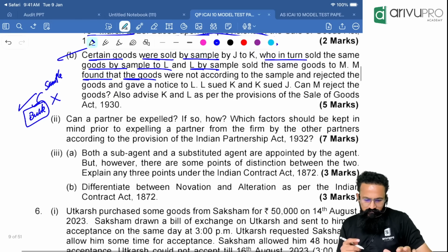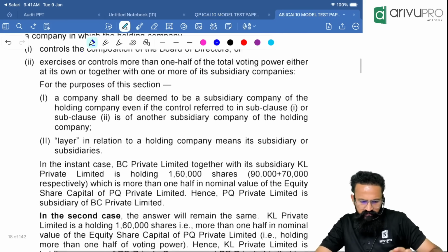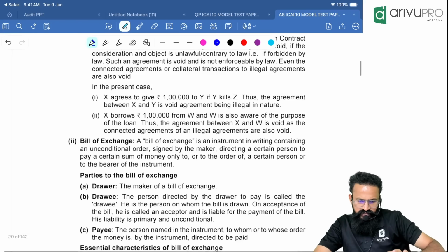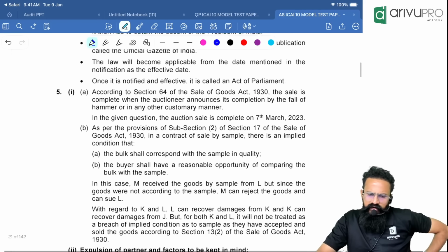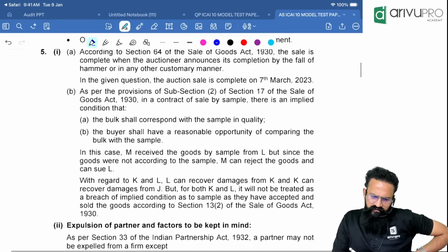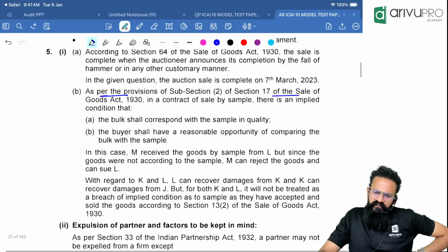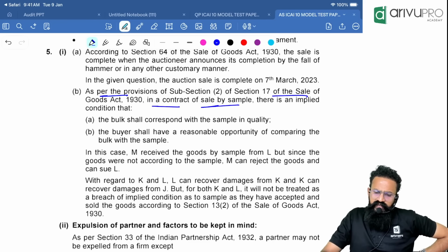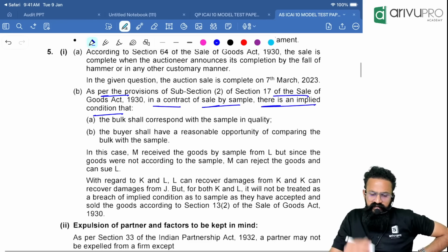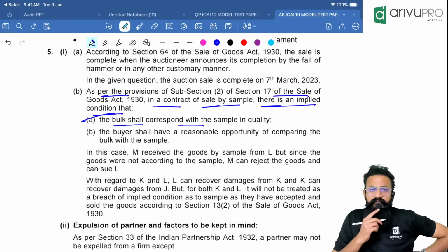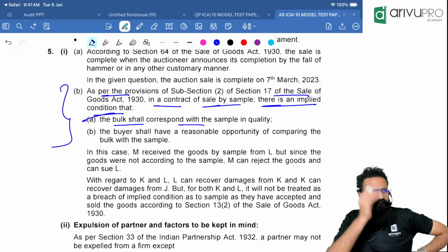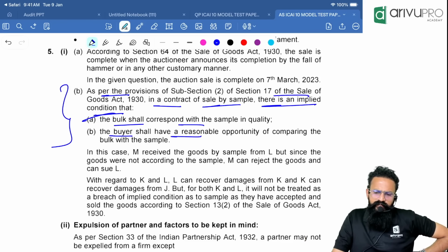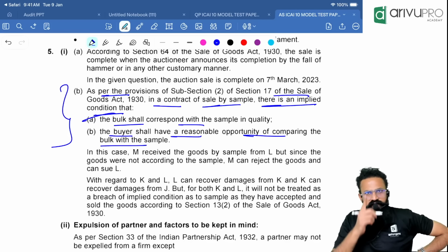Yes. If you want, you can see the detailed answer once. Generally, people will keep asking this. As per the Sale of Goods Act, in a contract of sale by sample, there is an implied condition that the bulk shall correspond with sample. See, that is my provision. This is where my law will be. I have to write as it is, what the law says. The buyer shall have reasonable opportunity of comparing the bulk with the sample.